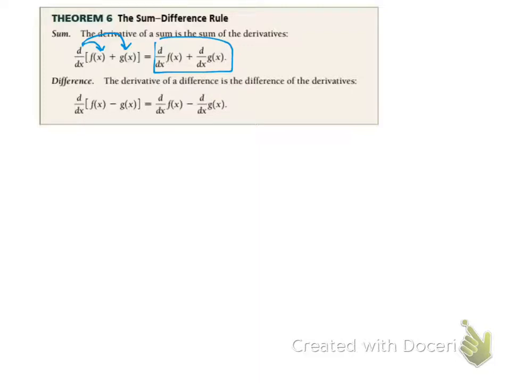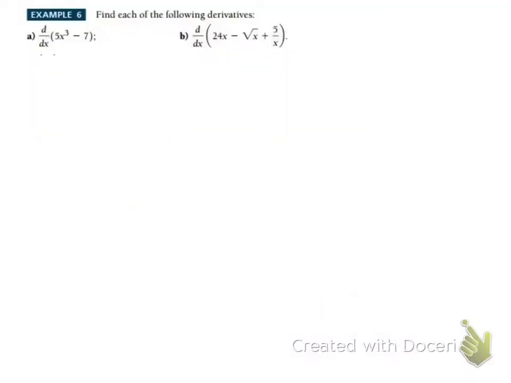And this also applies to subtraction. The proof of this theorem just follows from the fact that limits will also distribute over addition or subtraction, and we know the definition of a derivative is just... So let's work on an example using this new rule.